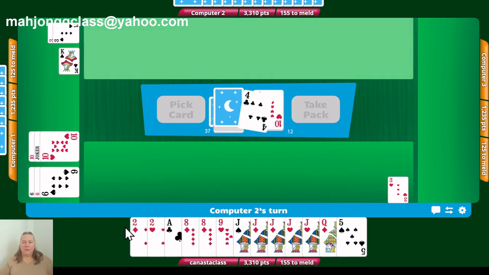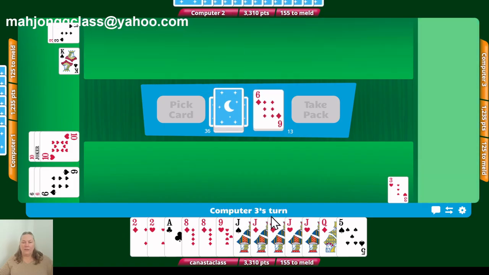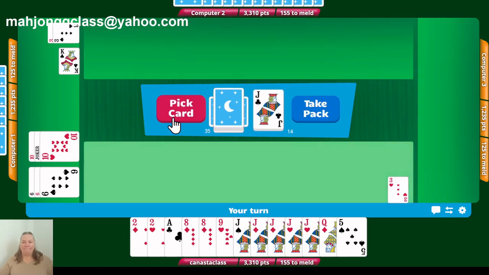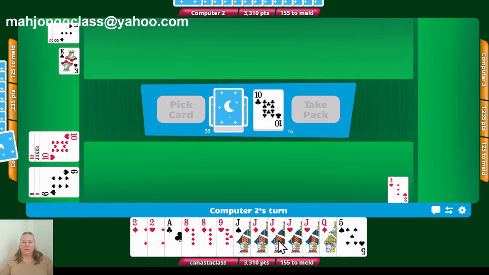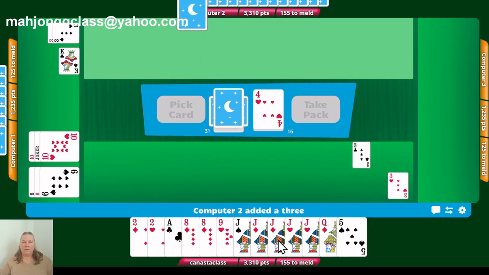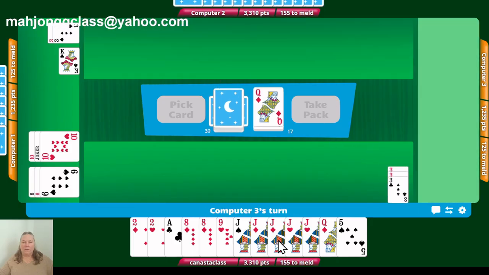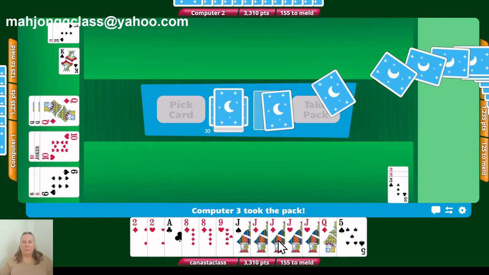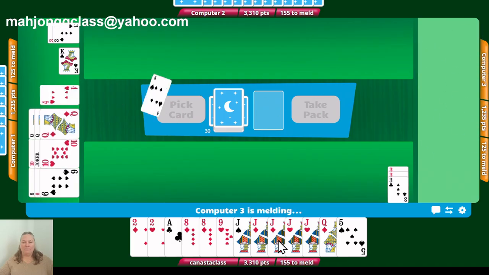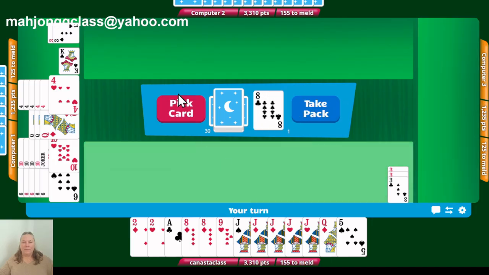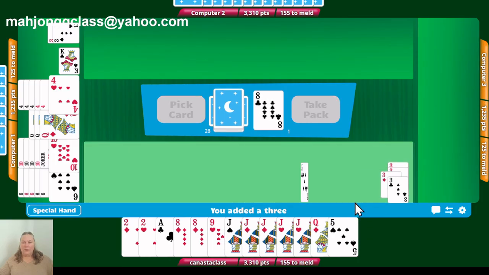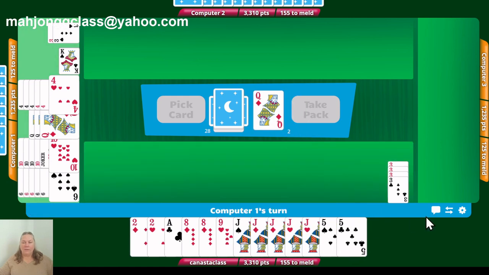So I don't really have enough. I have 40, 50, 60, 70, 80, 90, 110. Don't have enough. Oh boy, pick the pack with the queen. Put out your 3, pair of 5s. He could have a queen. I'll give him the queen though.